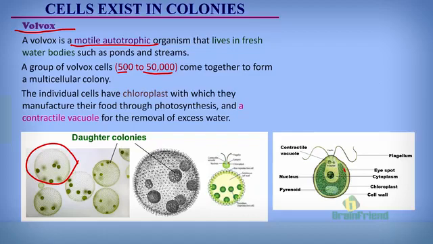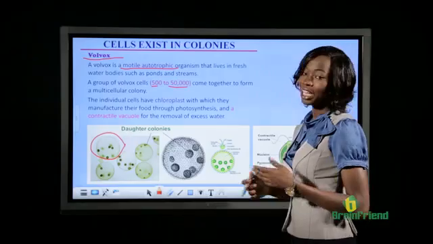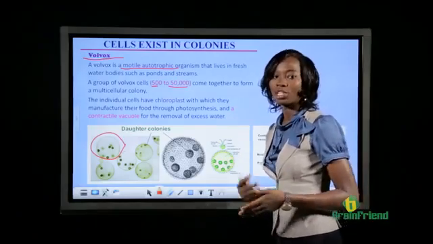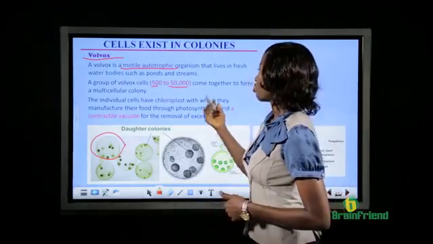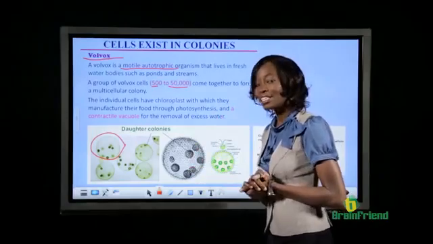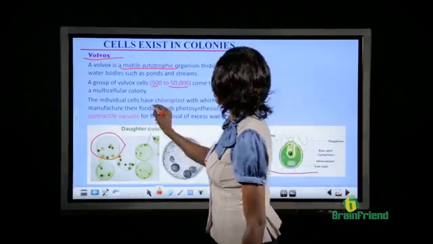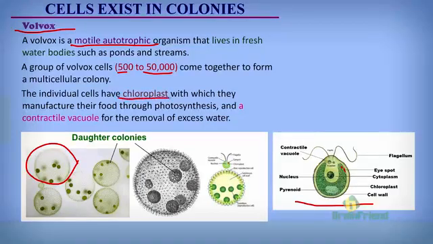The individual cells in a Volvox colony look like the Chlamydomonas. Remember? So they have their own cup-shaped chloroplast, they have flagella, they have an eye spot, and every other structure found in a Chlamydomonas. Remember, they are motile autotrophic, so they can move from one spot to the other, and they manufacture their food via photosynthesis. So individual cells in the Volvox colony have chloroplasts.